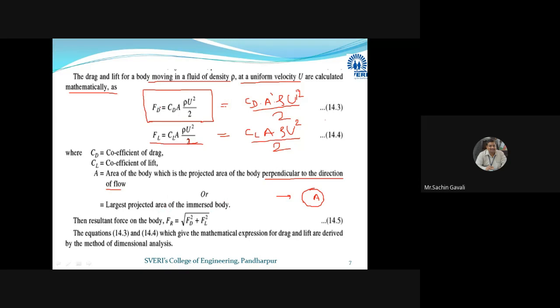And the resultant force FR on the body is equal to what? Resultant due to drag and resultant due to lift. So FR is equal to square root of FD square plus FL square. So everybody understand? If no doubts are there, please proceed. Tell me yes, over. Then we have to take the numericals.